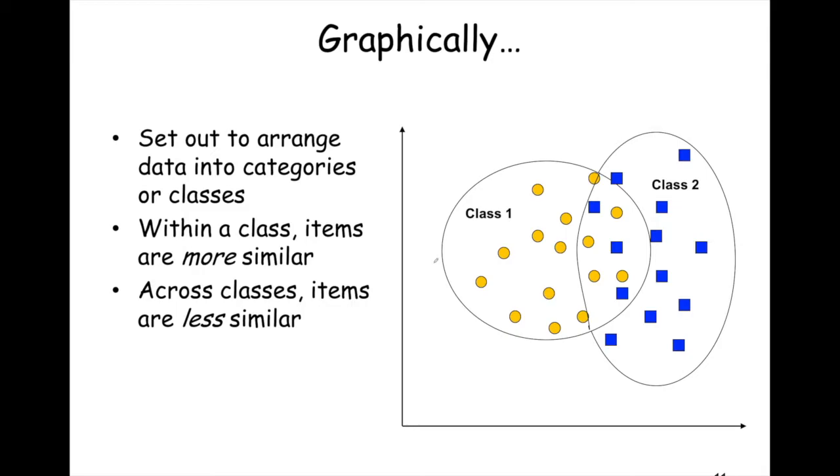So graphically, we want to set out to arrange data in categories, birds of a feather flock together, so to speak, so that data points within a class are more similar to one another. We're going to use that fact, and also that data points in different categories are further away from one another in feature space, or less similar. But the problem lies in these instances where they overlap. These are the so-called confused instances where a lot of methods have trouble.